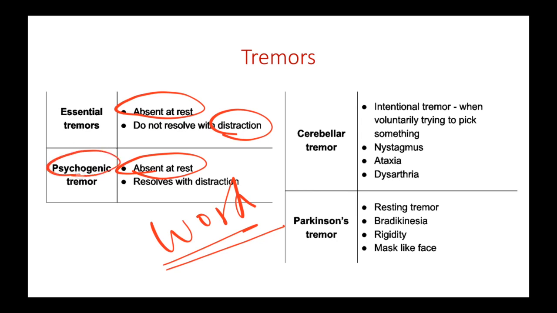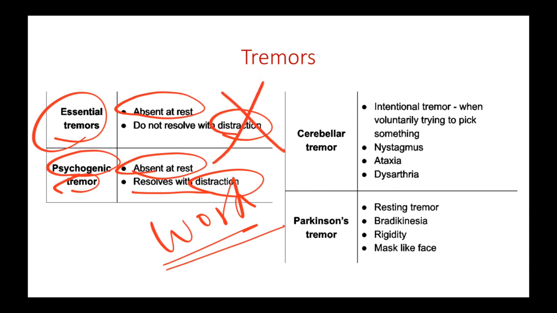So psychogenic tremors is nothing but a psychiatric thing. That is, your brain is psychologically triggered to have these tremors, right? So these will resolve with distraction. Whenever the patient is distracted, when the brain is not telling you to have these tremors, you will start doing something else, and these tremors will be gone. Whereas essential tremors are not going to be resolved with distraction.